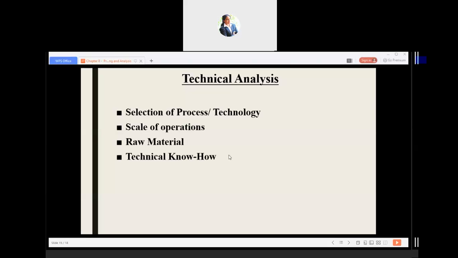The next one is technical know-how. Now, when technical know-how for the project is provided by expert consultants, it must be ascertained whether these consultants have the requisite knowledge and experience, and whether they have already done such kinds of projects.